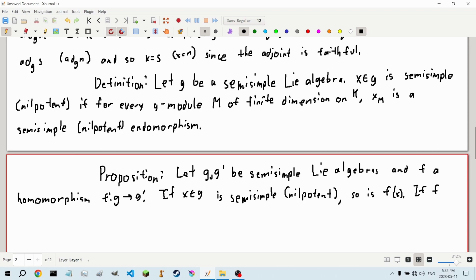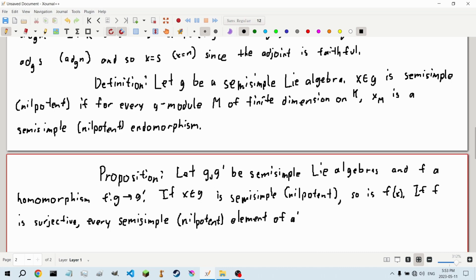If f is surjective, then every semisimple, respectively nilpotent, element of G prime is the image under F of a similar element that is likewise semisimple or nilpotent, an element of G.